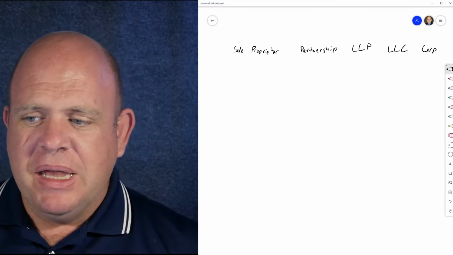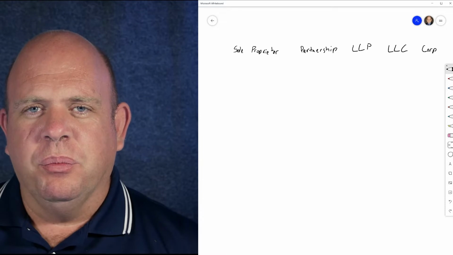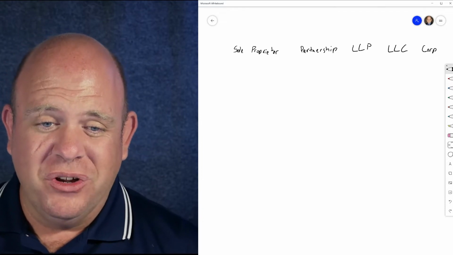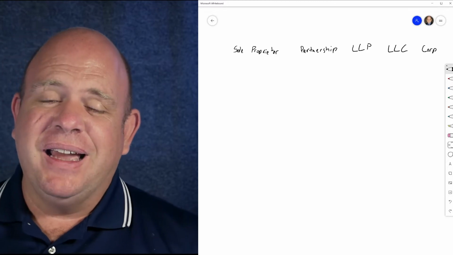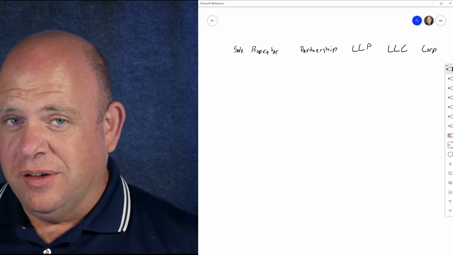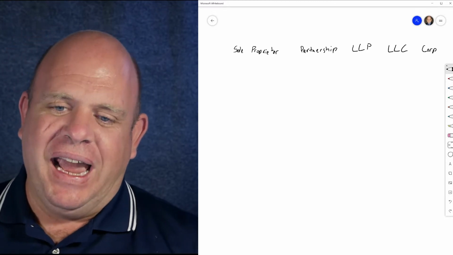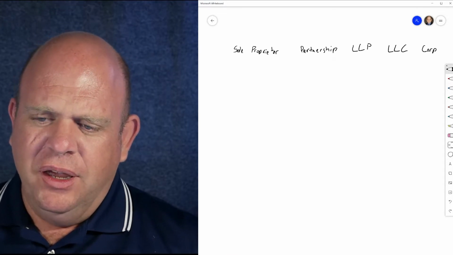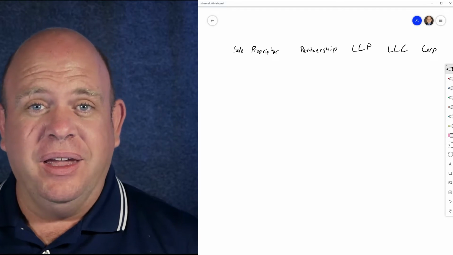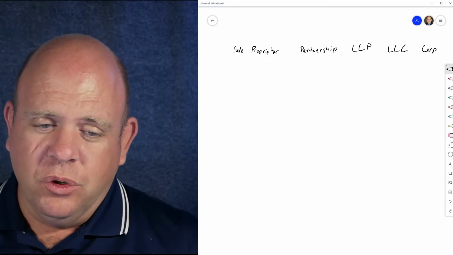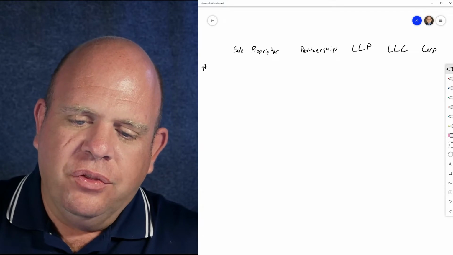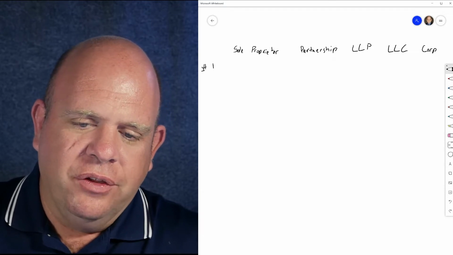Now, you may be asking, well, what about S corporations versus C corporations? Well, S corporations versus C corporations are not specific kinds of corporations. They're ways of being taxed. And so we'll talk about taxes just very, very briefly here, but that's why it doesn't say S corp versus C corp. So let's just look at a few little things that kind of call this out.